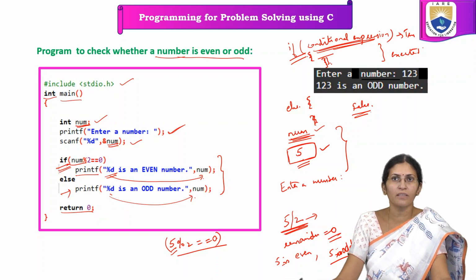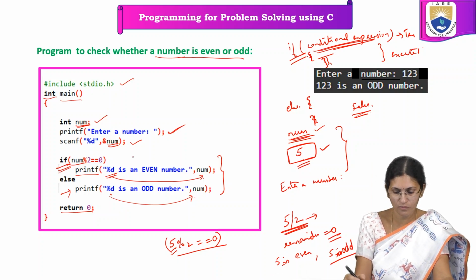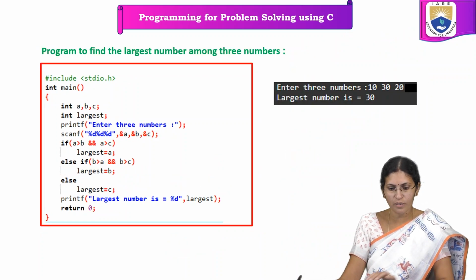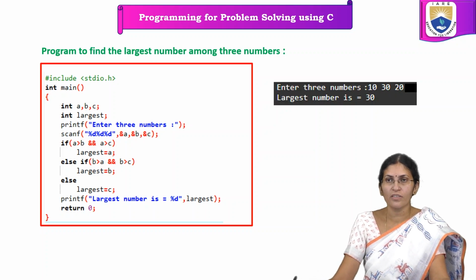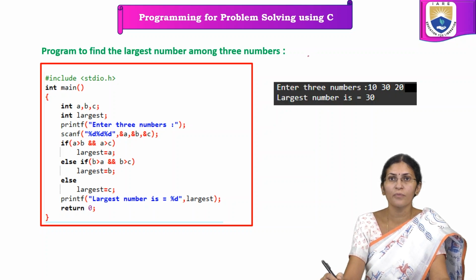So this is how we can write a program to check whether the given number is even or odd. The main part of the program is this logic using the if-else statement. The next program is to find the largest number among 3 numbers. Suppose the user is entering 3 numbers: 10, 30 and 20.